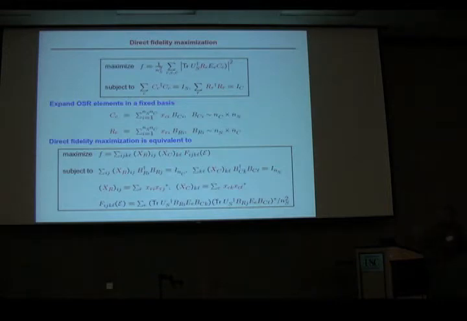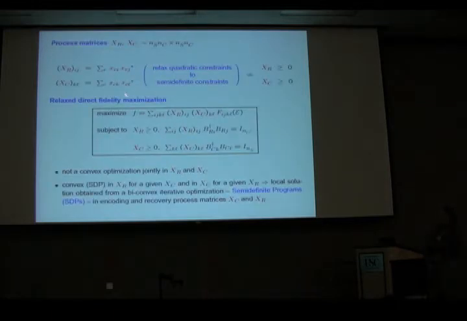The problem's still the same. Nothing has changed except the form. Except here you can see now the fidelity is linear in either one or the other. It's a bilinear function. And we can benefit from that in the following way. If we relax the quadratic equalities to semi-definite constraints, which they have to be, then we have at least eliminated those. And you can see if we fix encoding or fix recovery, we're going to have a semi-definite program to solve for these rather large matrices in most cases.